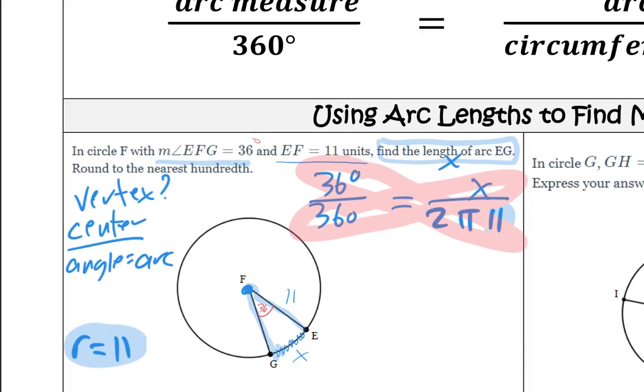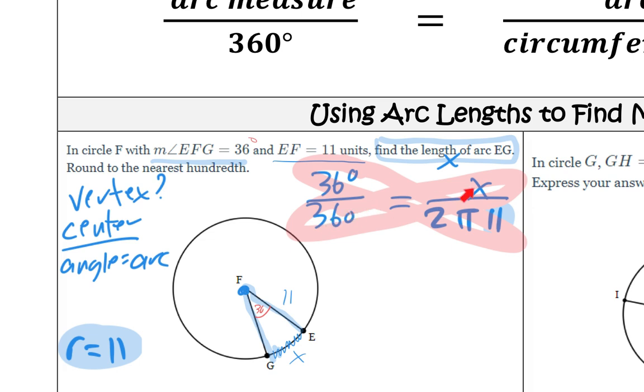But I like to start with my variable terms first. So I like to work with the x. So 360 times x is just going to be written as 360x equals, okay? Now let's look at what they want our answer in. On this one, they want it to the nearest hundredth. Okay, so that means they want a decimal answer, right?